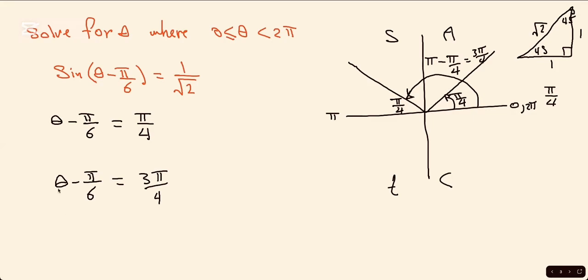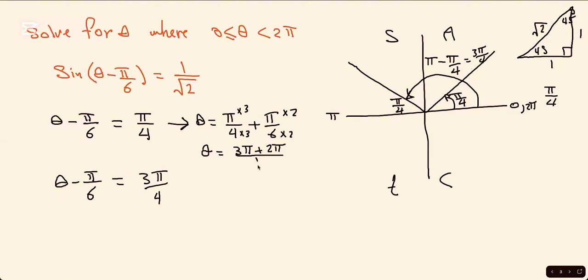Now, algebraically, we're just going to solve. So for this one here, theta is going to be pi over 4 plus pi over 6. Move the negative pi over 6 to the side, becomes plus. Do a common denominator. Common denominator is 12. So we multiply this by 3, you multiply this by 3. You multiply this by 2, we multiply this by 2. You end up with theta equals 3 pi plus 2 pi over 12. That equals 5 pi over 12.